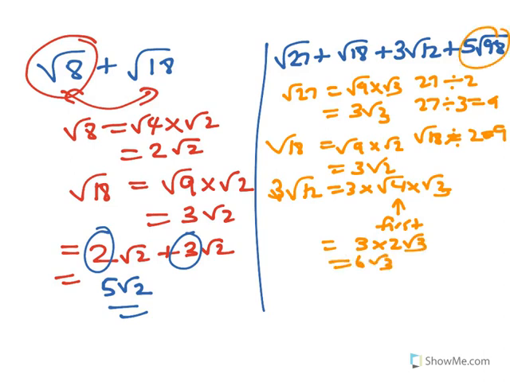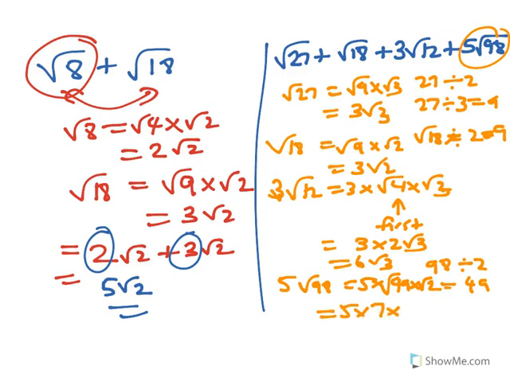Okay, and lastly, this one, 5 root 98 would be 5 times. Okay, so 98, let's divide it by 2. You get 49, so it's root 49 times root 2, which is 5 times 7 times root 2. 7 5s are 35 root 2. Okay, so there we go.